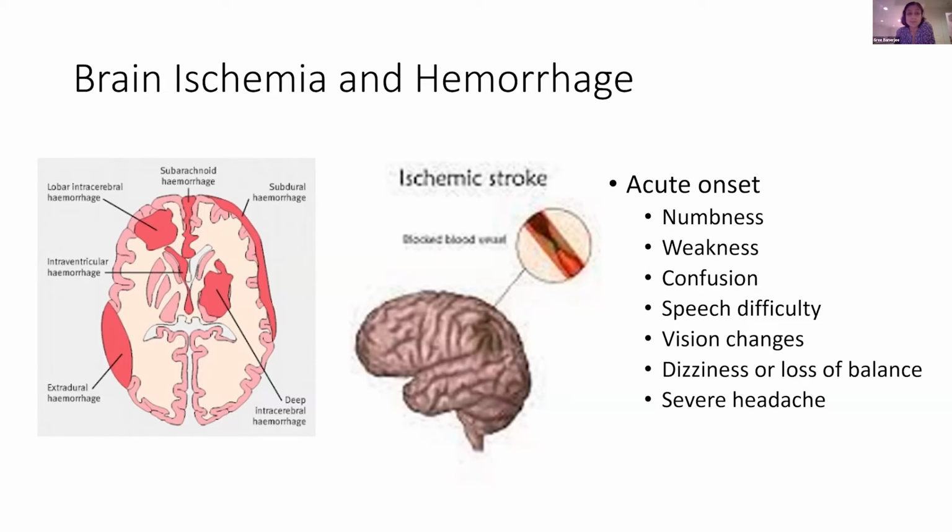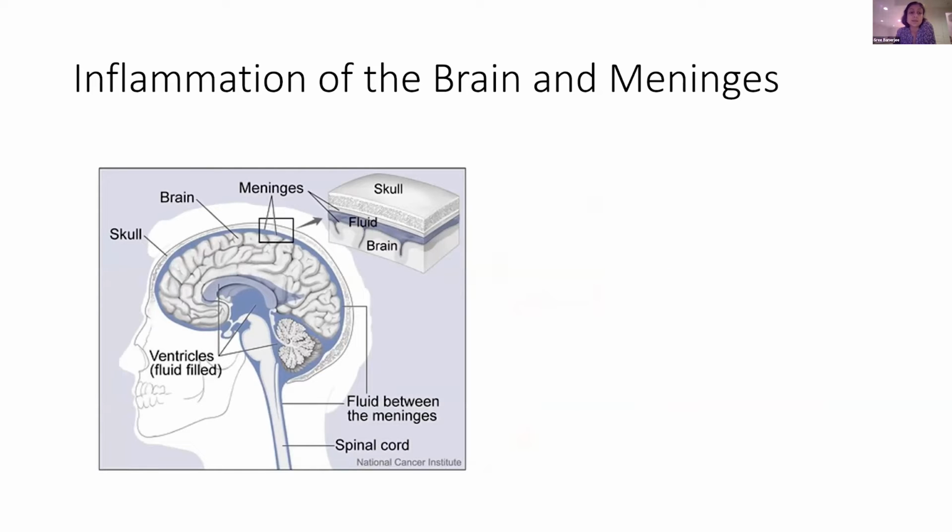Now, what are the other ways the brain can be affected? There could be inflammation of the brain itself or the meninges, the covering of the brain. This is a schematic diagram showing the brain and the meninges, and this is a magnified picture of the meninges. The meninges consist of multiple layers or membranes. And in between the membranes, there is a fluid called the cerebrospinal fluid, which is very important for the brain. It acts as a protective layer, it provides nutrition to the brain, and it also takes away waste from the brain.